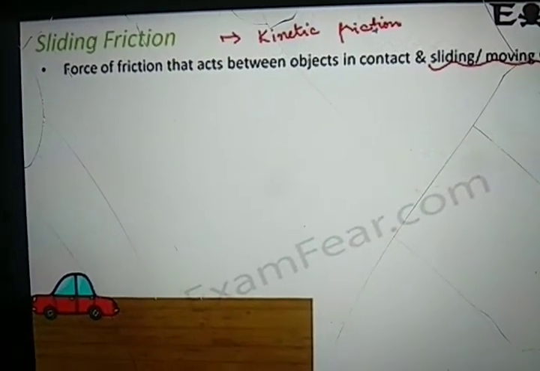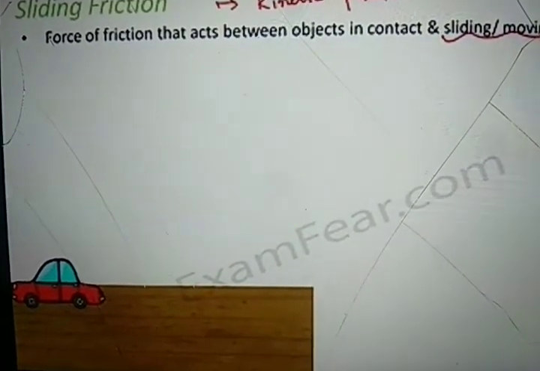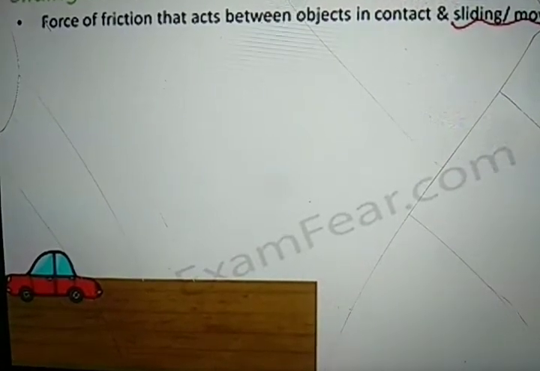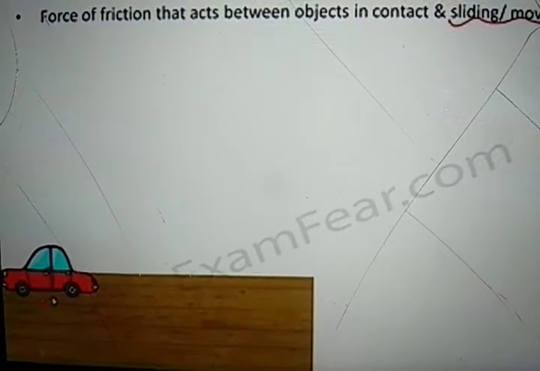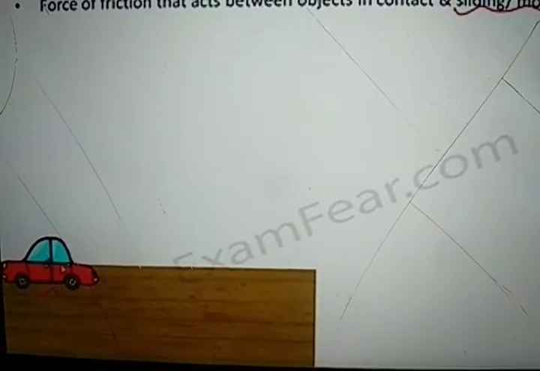Now let us take an example of a toy car. So let's say you have a toy car and you move this car on the floor. So which are the two objects which are in contact? First is the toy car, second object is the floor. So let us say that the toy car is object A, and the floor is B.